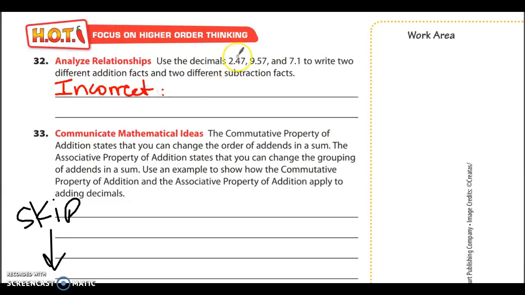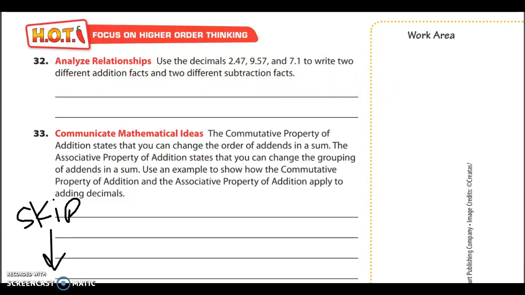An incorrect way of doing this would be to take these first two numbers, 2.47, and write plus 9.57, and then write equals 7.1. The reason why that's not true is because 2 plus 9 is not 7. 2 plus 9 is 11. So that's just not true. So what you have to do is put them in the correct order.